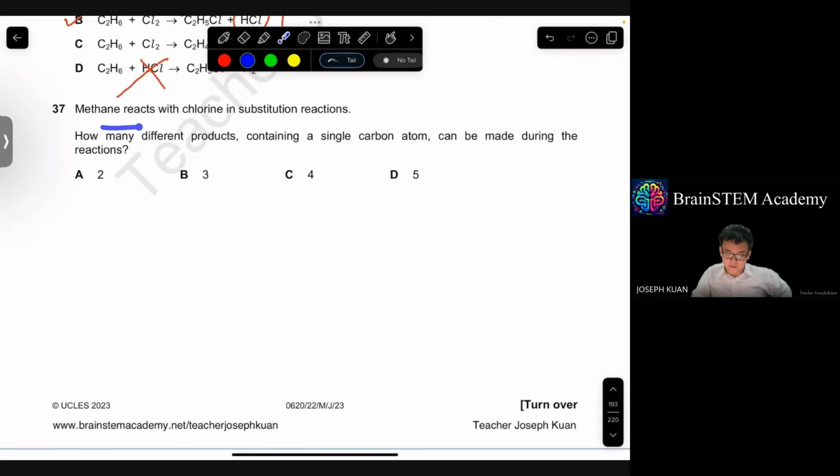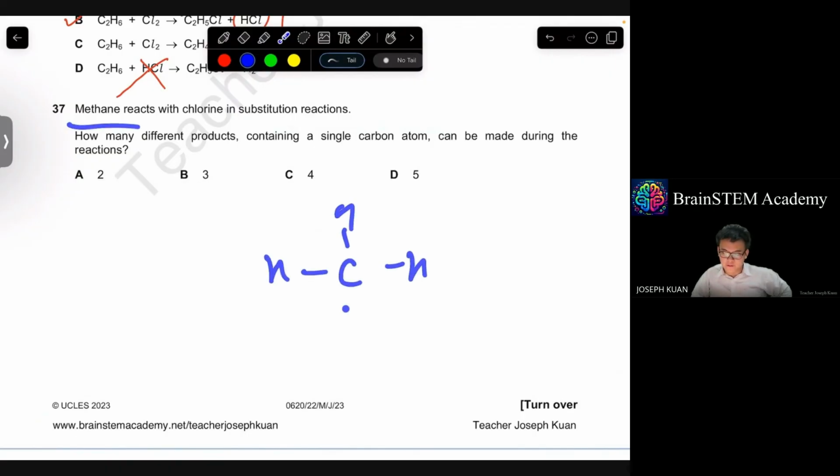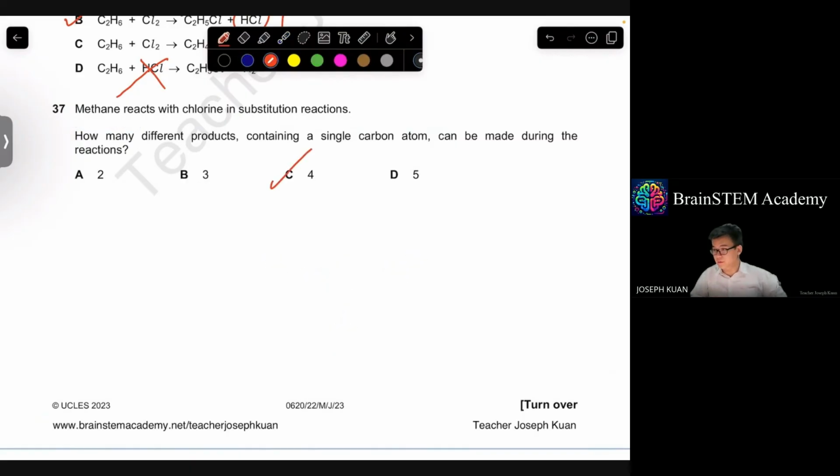Next, methane reacts with chlorine in a substitution reaction. How many different products containing a single carbon atom can be made during the reaction? So, now methane has 4 hydrogens, which means it can have all of its hydrogens substituted, so 4 products are possible.